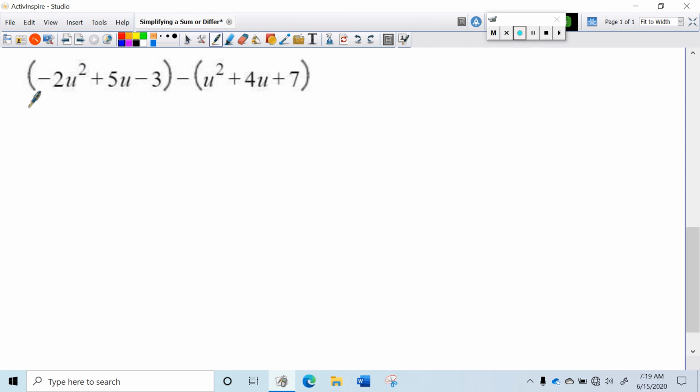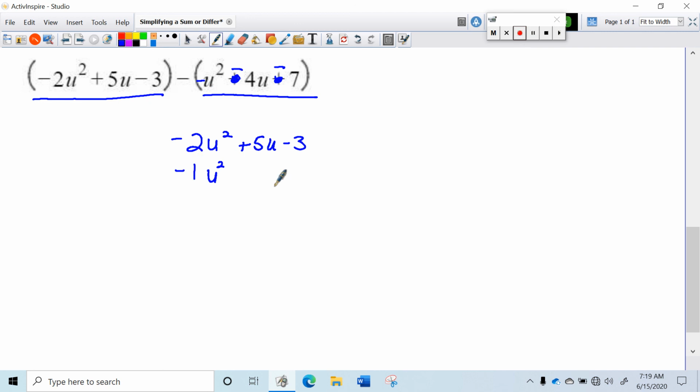First set of parentheses, nothing in front of it, so just copy everything down like it is. -2u squared plus 5u minus 3. Second set of parentheses, minus in front, change all the signs inside. So negative, negative, and negative. So I have for my u squareds, if there's no number, it's a 1, so that's a -1. For my u's, there's a -4, and my constant is -7.